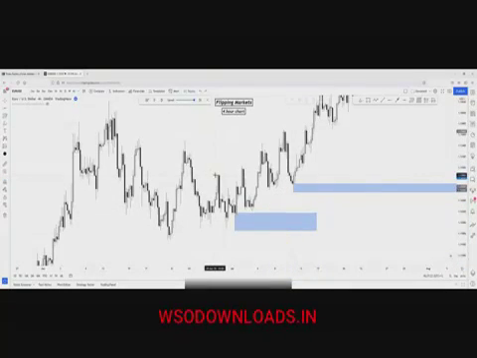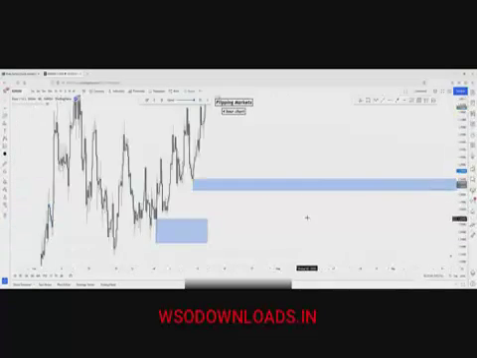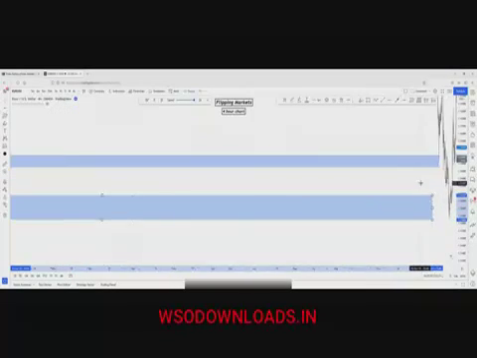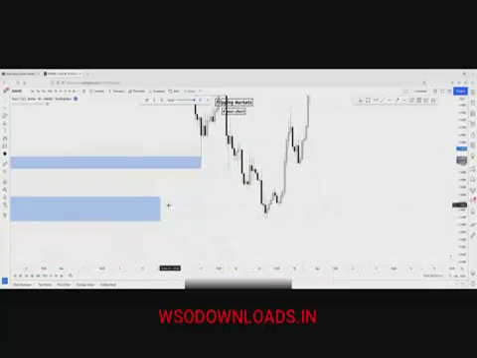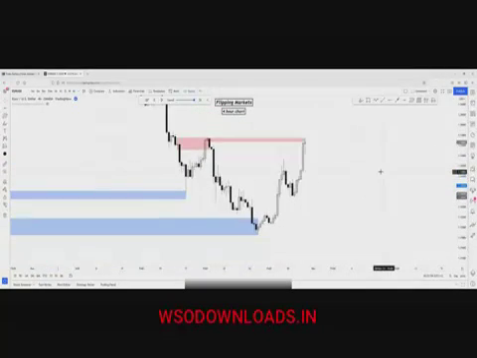As you can see, it just did a small change of character or break of structure to the upside, with not much of an inefficient push, and a small liquidity sweep. So yeah, this region is just a range. And demand zones in ranges aren't the most valuable demand zones. Okay, so I just extend this zone here again. As you can see, price was perfectly reversed on this zone.